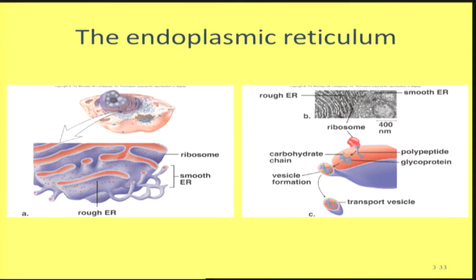This is the structure of the endoplasmic reticulum. You are seeing the carbohydrate chain, the polypeptide, glycoprotein, vesicle formation and the transport vehicles.